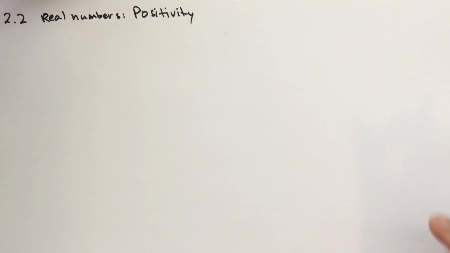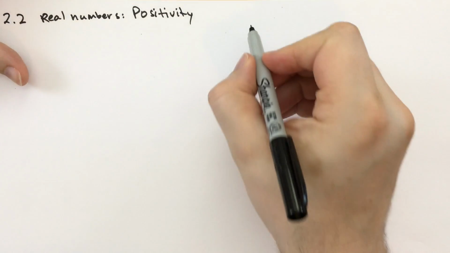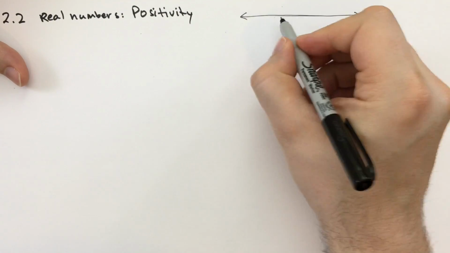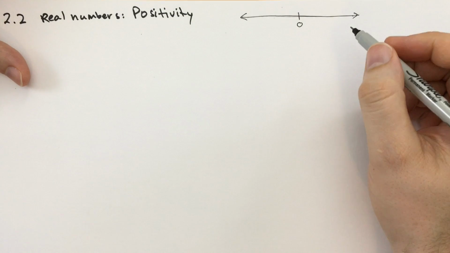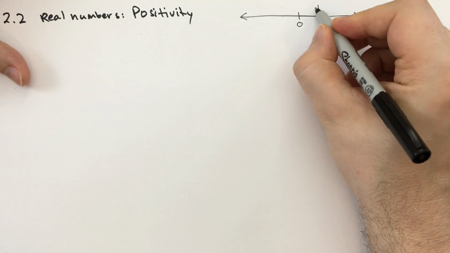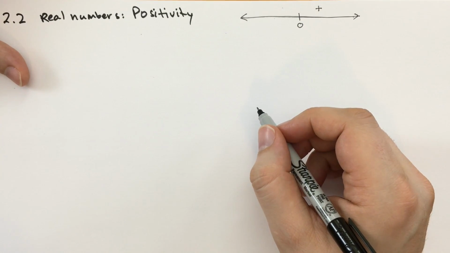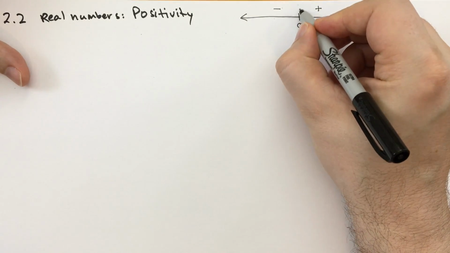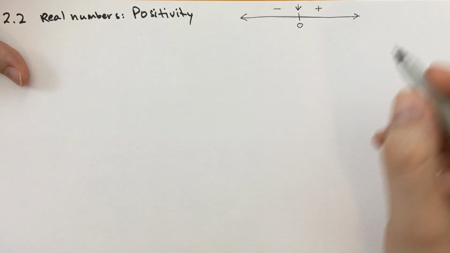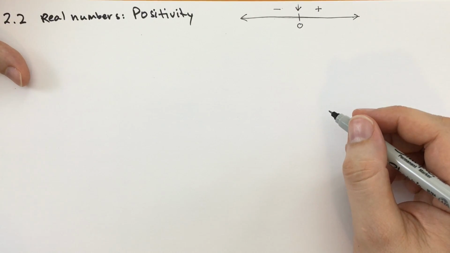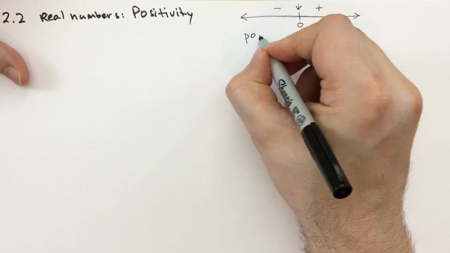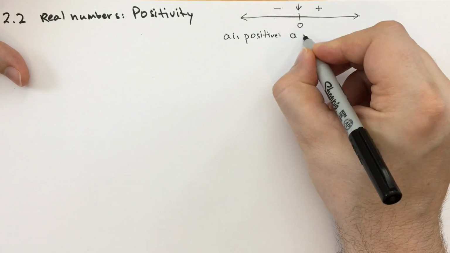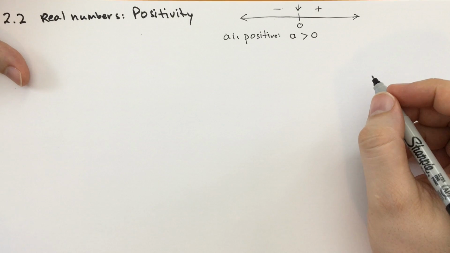If we take a look at the real number line, it goes off to infinity in both directions. We can choose an arbitrary point to be 0. On this side, all the numbers are positive, and on this side, all the numbers are negative. And of course, we also have 0, the guy in between. So we say A is positive means that A is greater than 0.